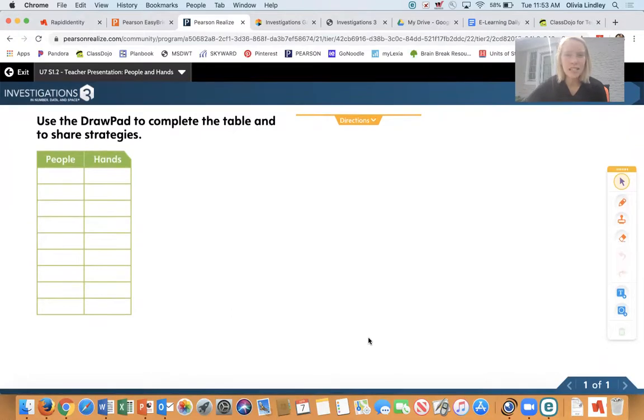So today, I want you to think about how many hands a person has. If I am just one person, I know that I have one hand and two hands. As I do this, I'm going to start filling out our chart. So I am one person, and I by myself have two hands.